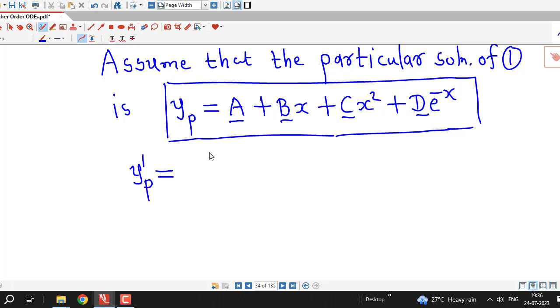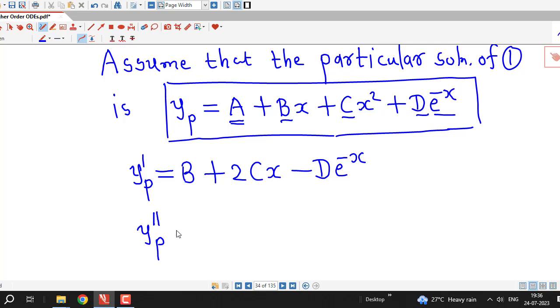I am differentiating this with respect to x. a is constant, so its derivative is 0. The derivative of b·x is b. The derivative of cx² is 2cx. The derivative of e^(-x) is -e^(-x), and d is constant. And the second order derivative: the derivative of b is 0, 2c is the derivative of 2cx, and e^(-x) has derivative -e^(-x), so we have a plus sign here.